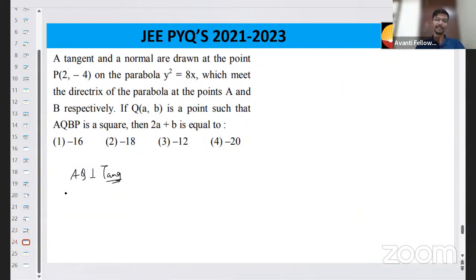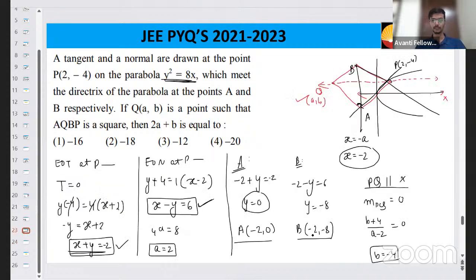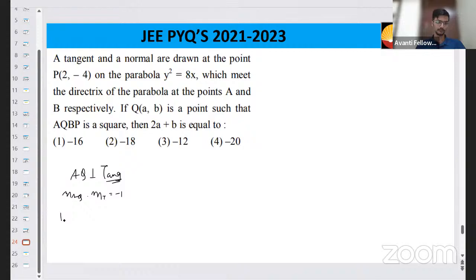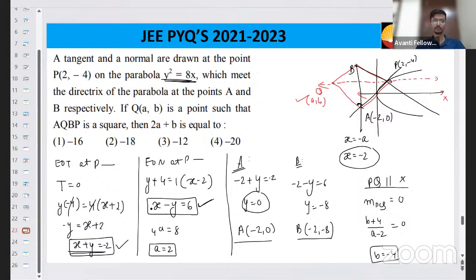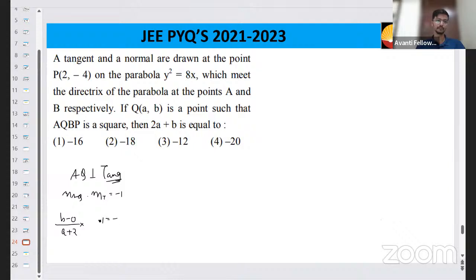So the slope of AQ into the slope of tangent will be minus 1. What is the slope of AQ? Here is point A, which we got as minus 2 comma 0. So b minus 0 upon a plus 2, into the slope of tangent, which is minus 1, is equal to minus 1. So we can cancel out minus minus. We'll get b is equal to a plus 2.